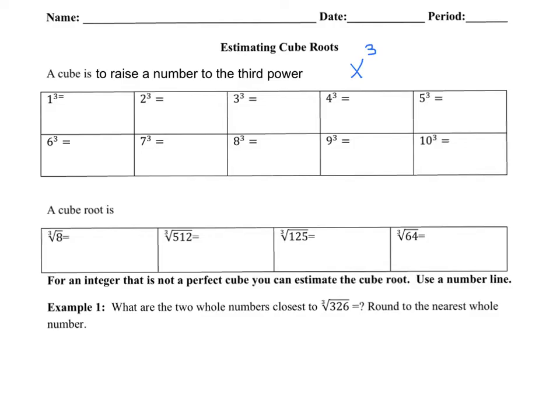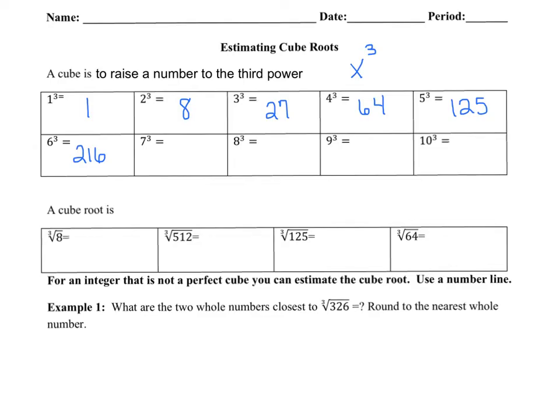So let's look at our chart and refresh our common cubes. We have 1 to the third power, which is 1 times 1 times 1, which gives us 1. 2 to the third power, 2 times 2 times 2, equals 8. 3 to the third power, 3 times 3 times 3, equals 27. 4 to the third power, 4 times 4 times 4, equals 64. 5 to the third power is 5 times 5 times 5, which equals 125. 6 to the third power, 6 times 6 times 6, equals 216.